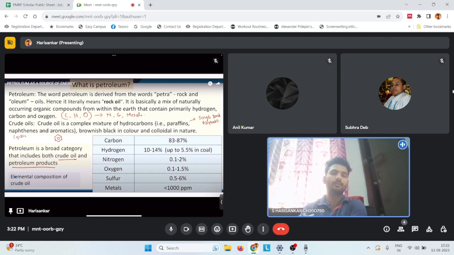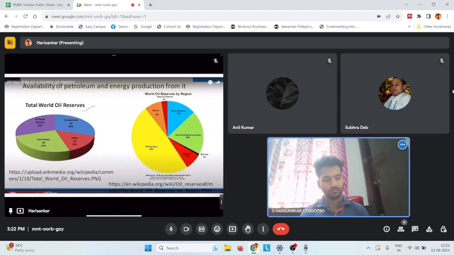So this table is giving a brief elemental composition of the crude oil that is usually obtained from petroleum. You can see the carbon is pretty high, above 80% in all the types of crude oil that we get, and hydrogen also above 10% by weight. And of course, you can see some amount of nitrogen, oxygen, sulfur, and metals. Very trace amounts of metals can also be there in petroleum.